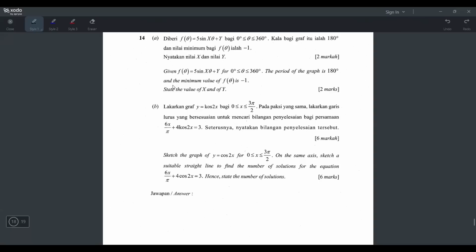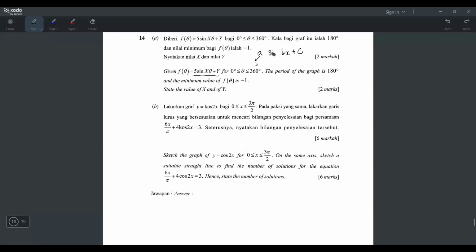Okay, let's do 14. So 14a, it says given f(theta) equals 5 sine x theta plus y for theta between 0 and 360, and the period of the graph is 180. I think this is a trigonometry question, and they are asking about the graph. So this is the sine graph equation, and we all know the sine graph equation always looks like this: A sine bx plus c, right?